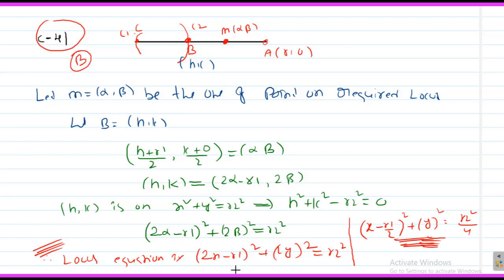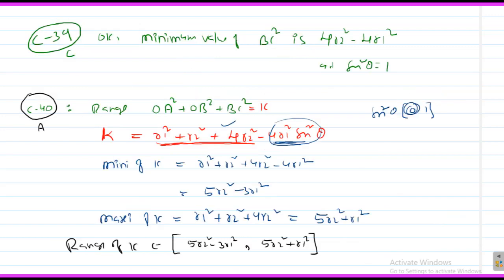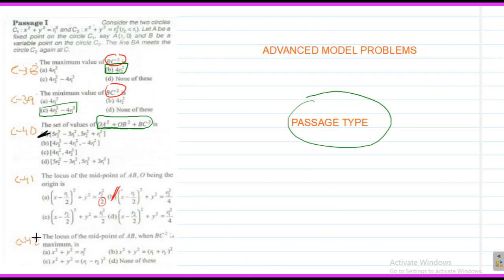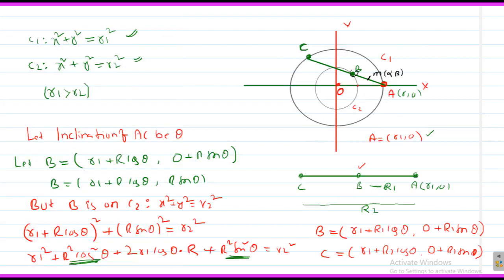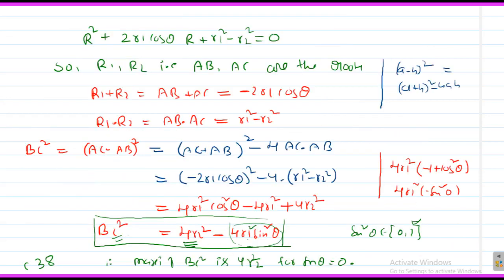So one more problem is there with us, that is C42. Now you want to see that problem first. The locus of midpoint of AB when BC square is maximum. Important question. First of all, see when BC square becomes maximum. Maximum BC square is 4R2 when sin theta equal to 0. At sin theta equal to 0, you want to find the locus of midpoint of AB. Sin theta equal to 0 means inclination is equal to 0.